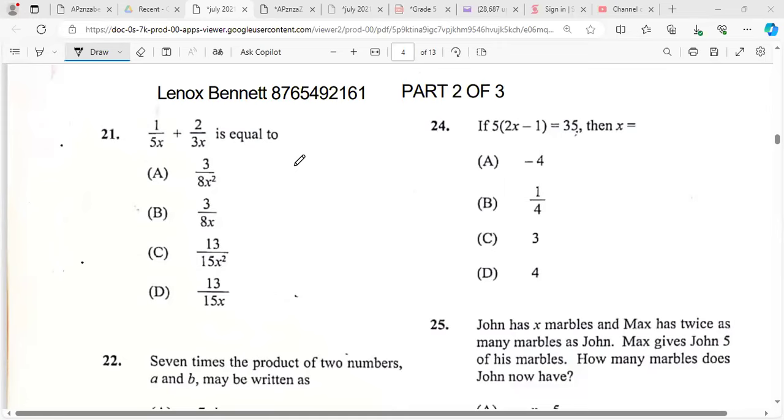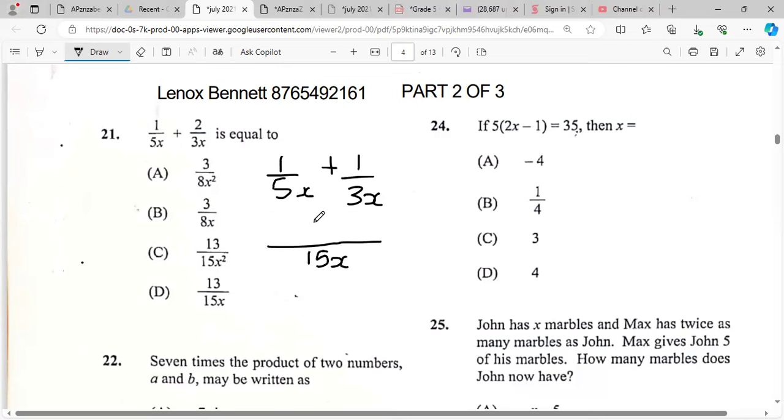And the first one says 1 over 5x plus 2 over 3x is equal to. Once we are given addition and fraction, it means that we must bring them to the same denominator. So let's go right ahead and do that. So to do 1 over 5x plus 2 over 3x. And of course, we find our LCM, which is the lowest number that both 5x and 3x can go into. And of course, that will be 15x.